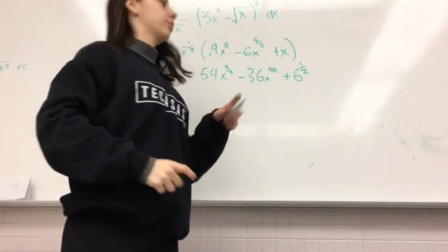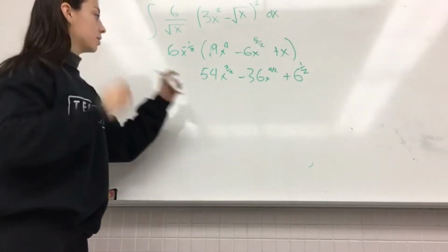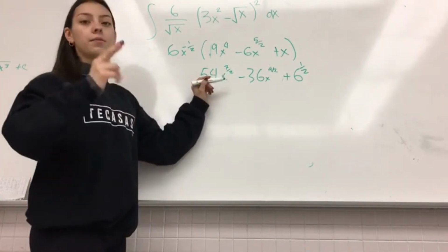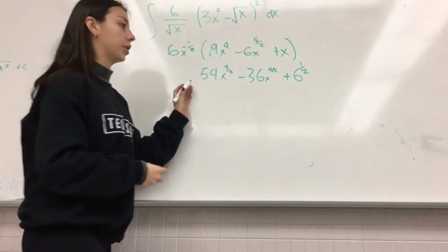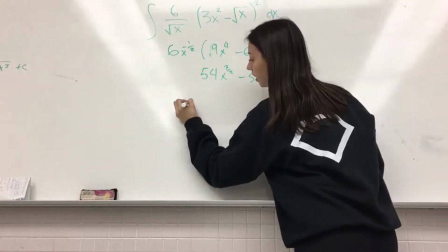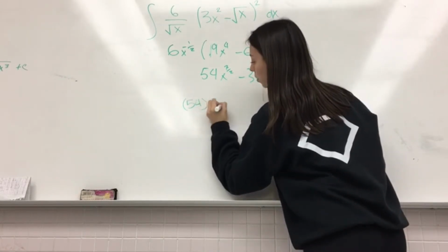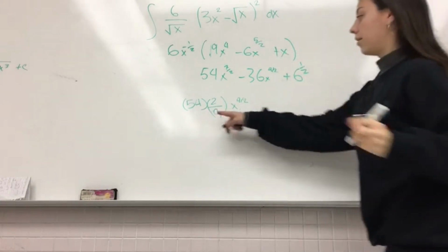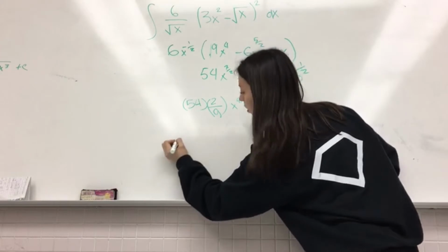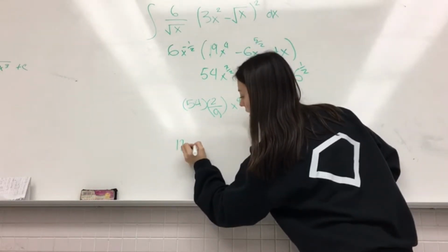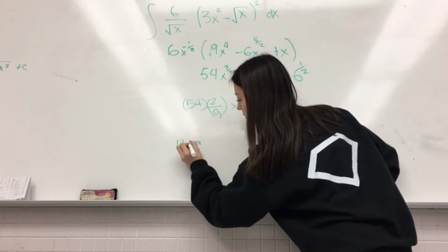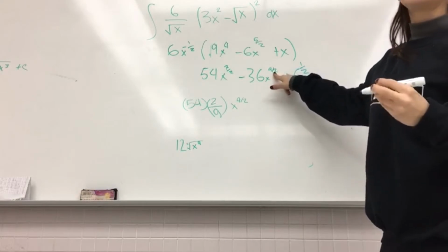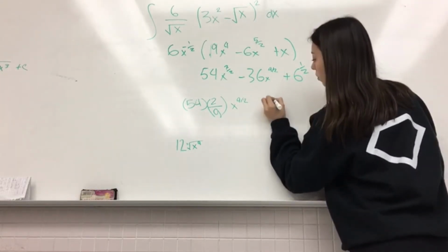So next we're going to integrate this. First of all, the trick that the teacher showed us is to add one to the exponent, then flip it and multiply it times the constant. So here what we'll do is basically multiply 54 times 2 over 9 and x to the 9/2. When you simplify it, it gives us a 12. So it's 12 times the square root of x to the 9th power. Now this one, 4 over 2 simplified is x squared.